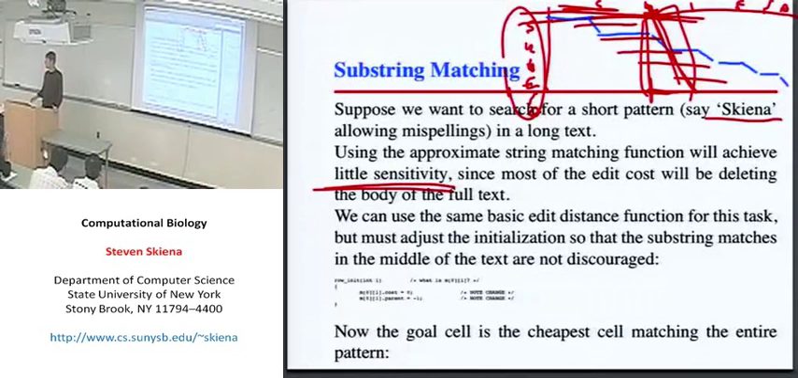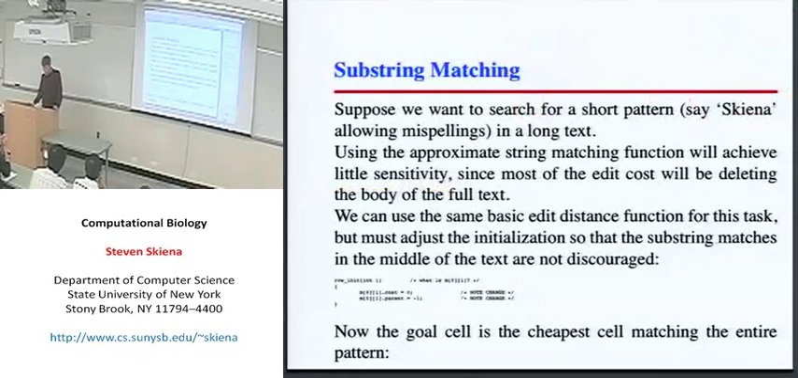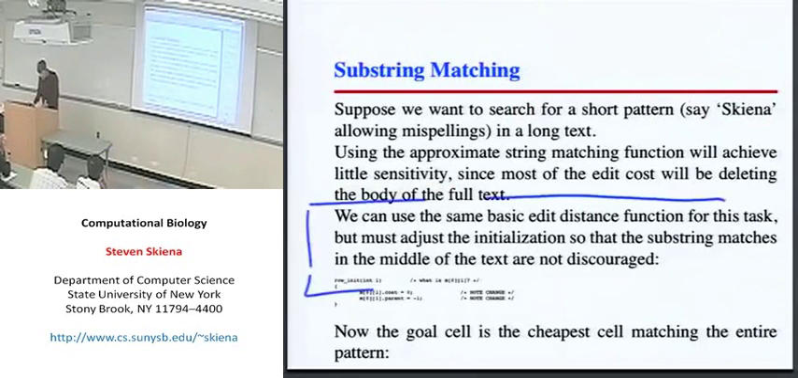Yeah. So you just increase the cost of deleting in the text. I claim that what I am going to do is instead mostly play with the row and column initialization. Okay? What am I going to do? I'm going to do the same basic editing function. I'm going to adjust the initialization.